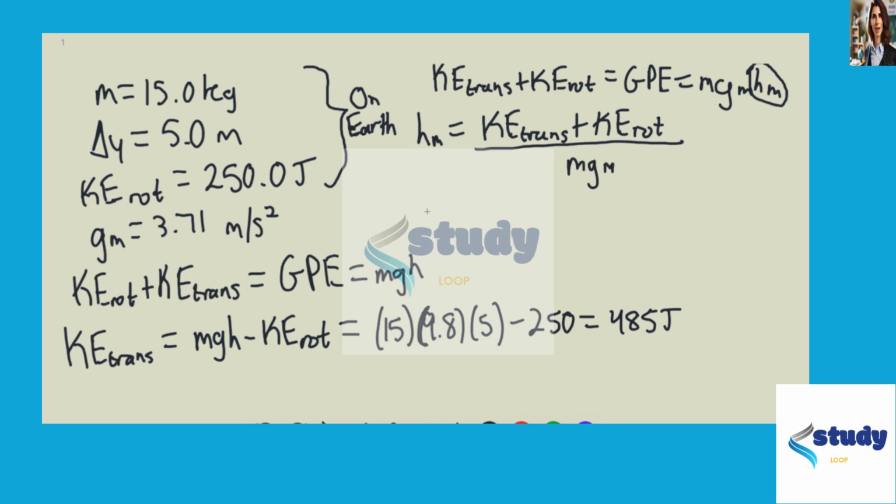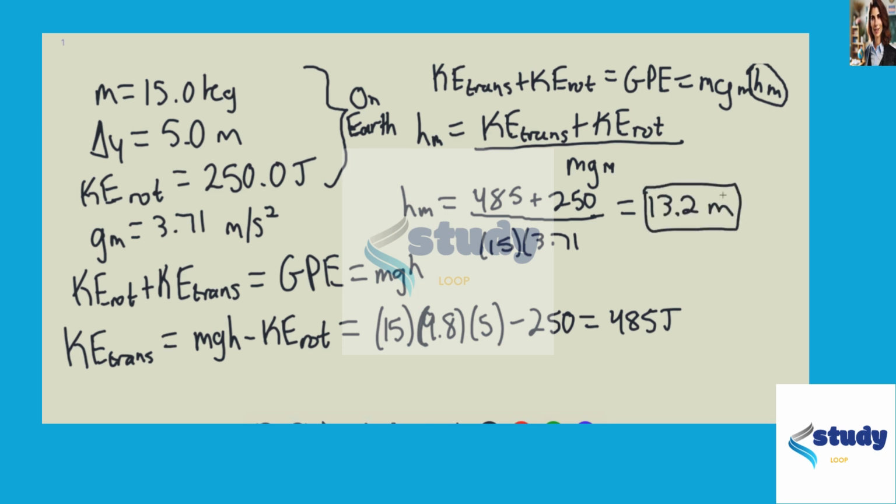And this is going to be equal to 485 plus 250 divided by 15 times 3.71. This will be 13.2 meters. So this is how far it has to fall. This will be our answer for part A.